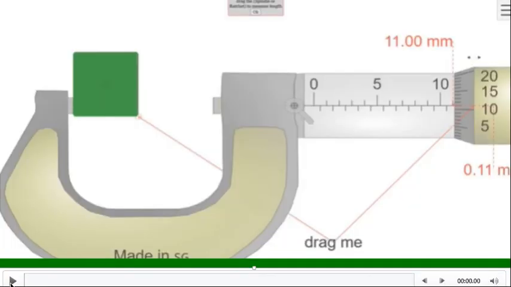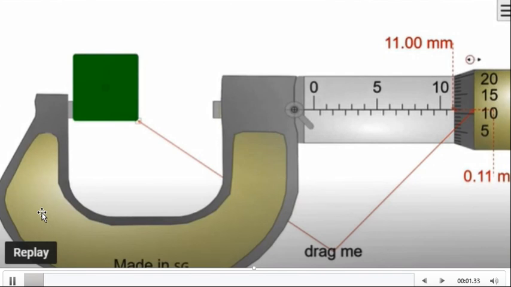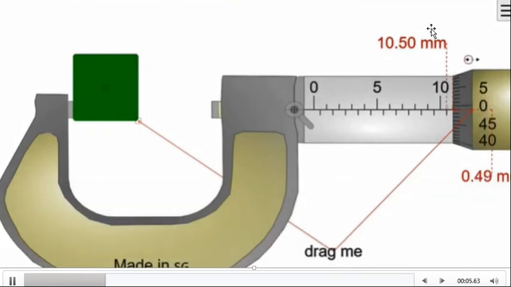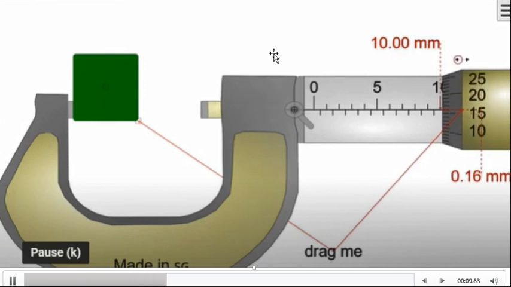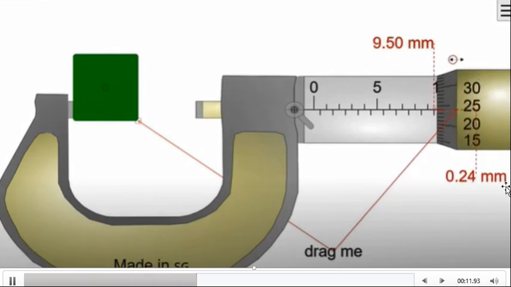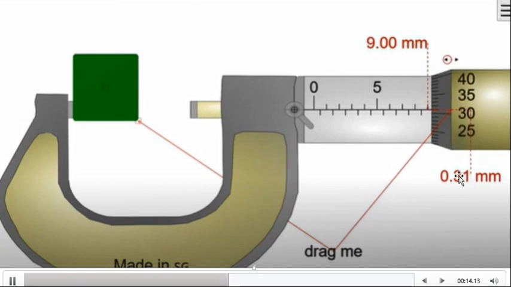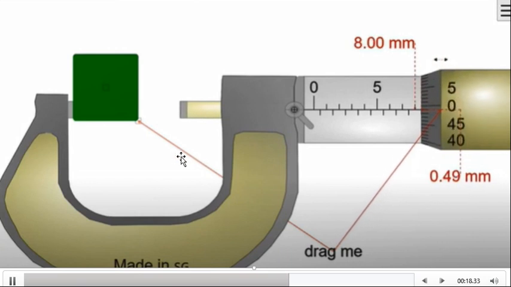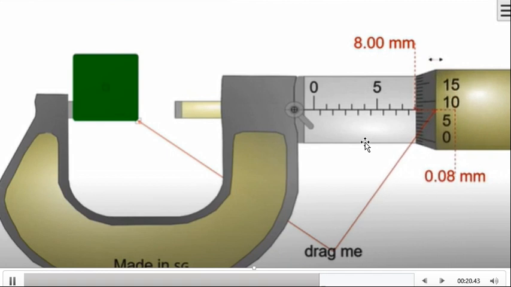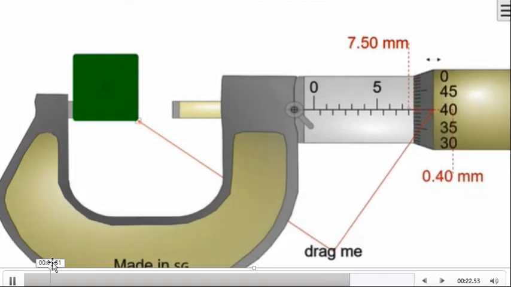Okay guys, now just do the practice with this simulated activity. You can pause the video at different positions where fixed values are given. You can pause and check whether you are able to get the value of the main scale and the value of the circular scale. Both values are given. Easily you can do the practice well. Pause at different positions and do the practice well.